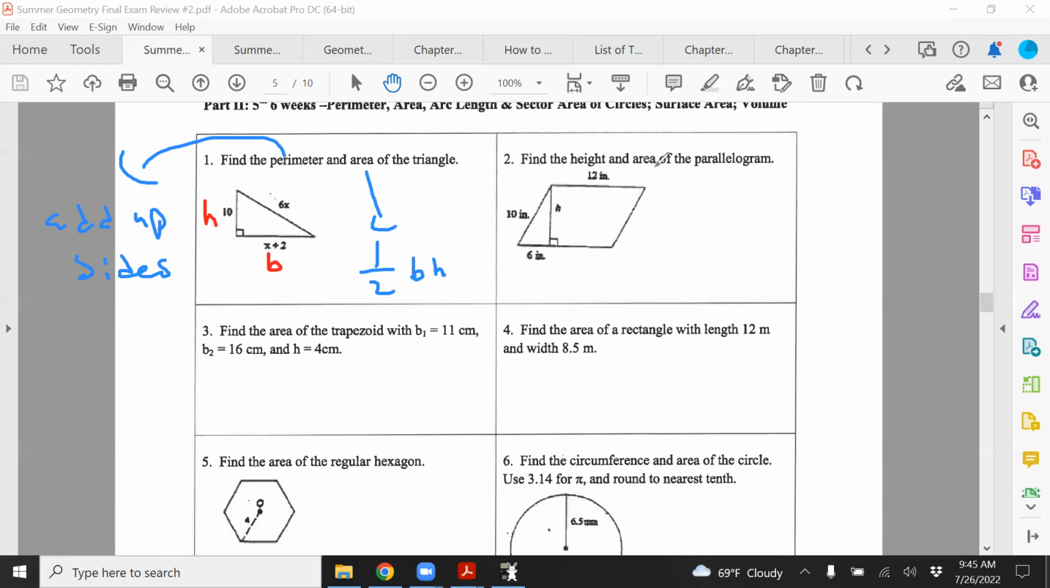Here, the area of a parallelogram is BH. There's a B. There's your H. However, you're not told what H is. They just put it as a letter, right? How do you solve it? Well, they did give us this, right? And I lied. The base is not 6. The base is 12, actually. So how would you solve for this height?